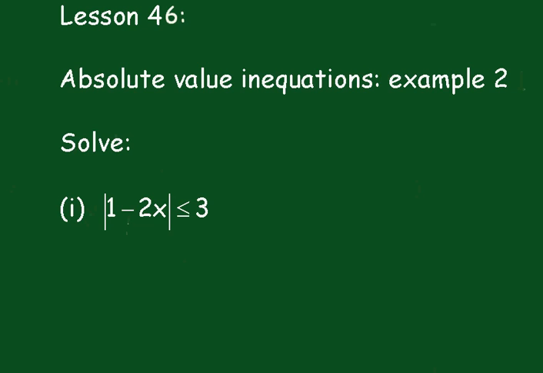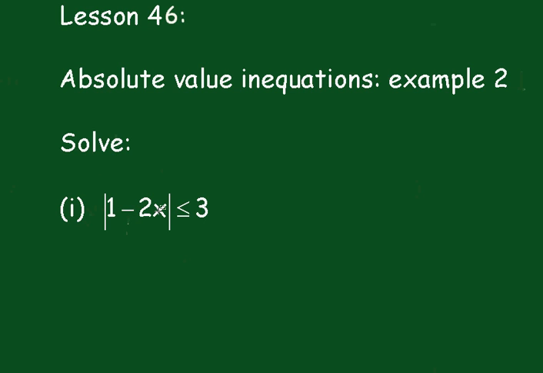Lesson 46, absolute value inequations, example 2. We have to solve the absolute value of 1 minus 2x less than or equal to 3. Now, if you recall in an earlier lesson, I said there's a neat way of swapping this around, and you'll do it in this case.